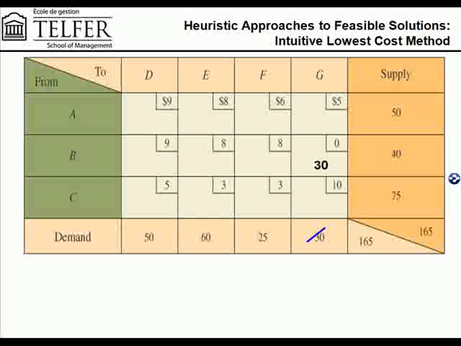B still, however, has 10 more units left that it can supply to any of the other points, so we cannot cross out the 40 units for B just yet. B still has 10 more units that can be allocated elsewhere.